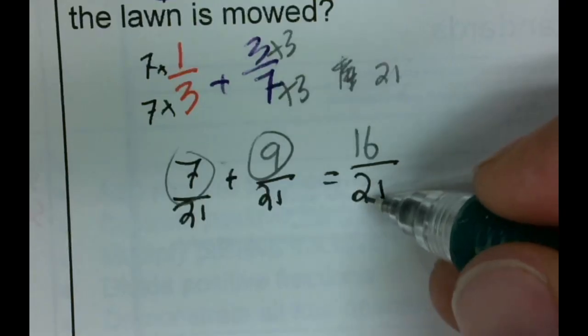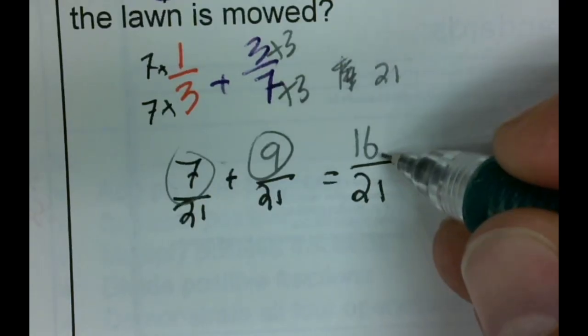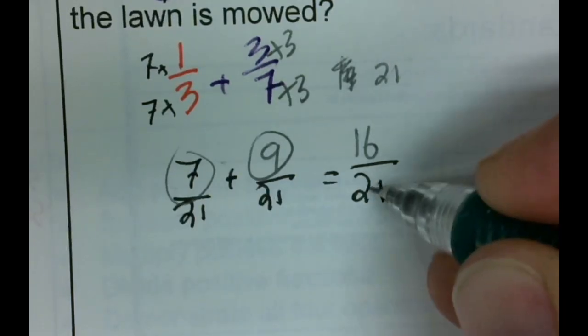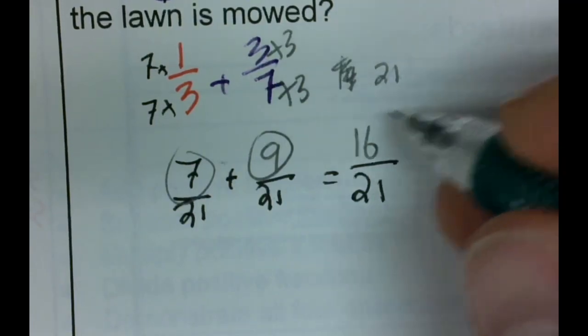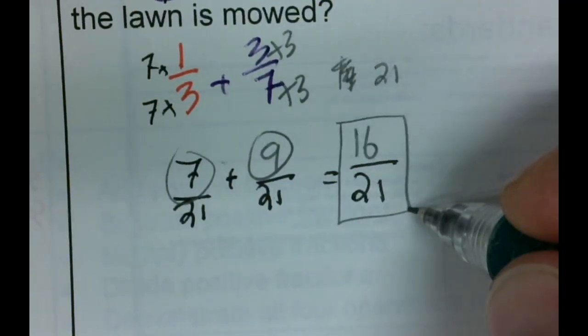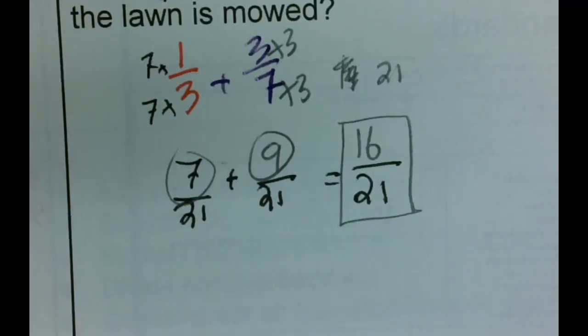So then we're going to keep trying some odds. Does 5 work for both of them? No. 7 works for 21, not for 16. Not 9. So you guys have mowed 16 21sts. 16 out of 21 pieces or parts, that's the fraction, 16/21 of the lawn.